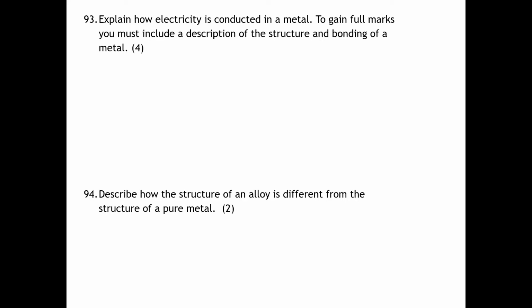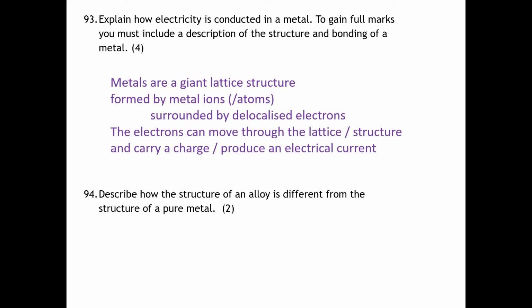Firstly, explain how electricity is conducted in a metal. To gain full marks, you must include a description of the structure and bonding of a metal. So let's do that first. Metals are a giant lattice structure. They are formed by metal ions. Again, we could use the word atoms. I prefer ions. And those metal ions are surrounded by delocalized electrons.